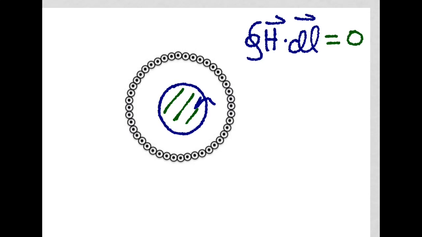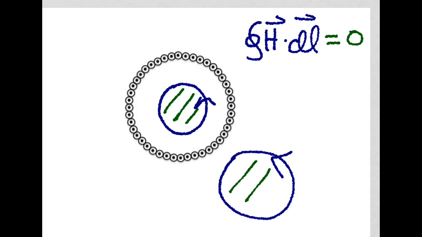Because we know H is not 0 outside our cylinder, but if you took a path like this, the integral of H dot dl around that path is going to be 0 because there's no current enclosed, but there is a magnetic field intensity at every point along our loop. So we need a different argument to come up with to see that the magnetic field intensity is 0 everywhere inside our cylinder.